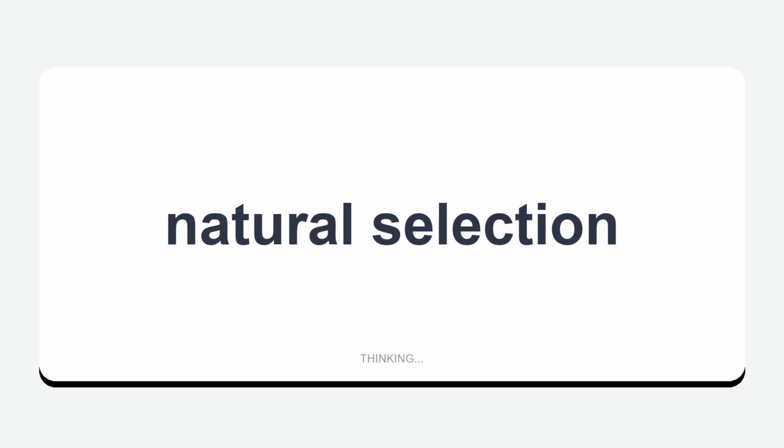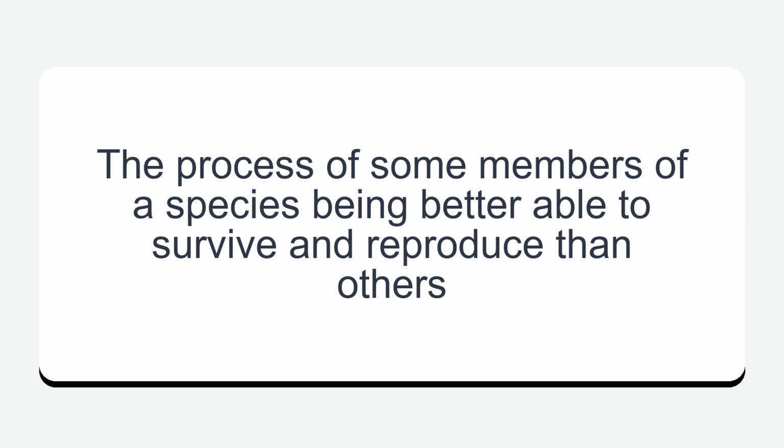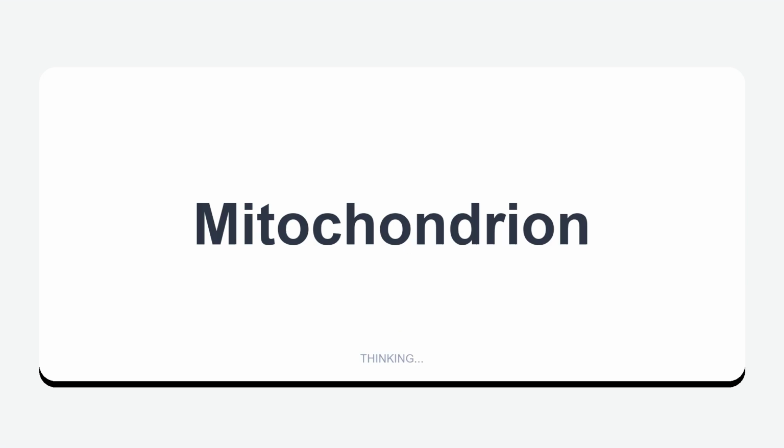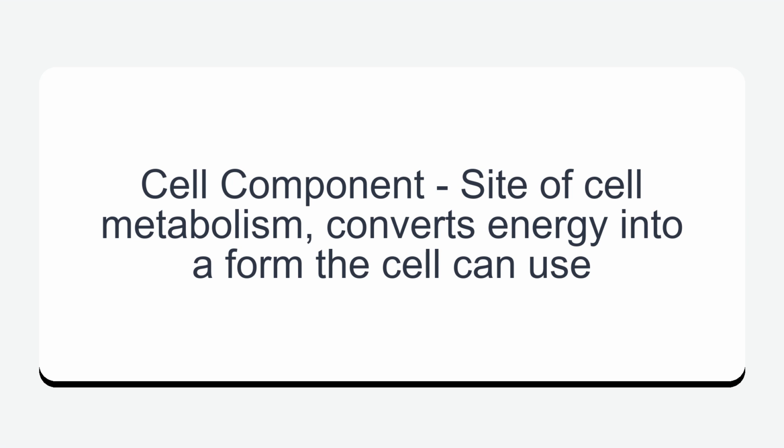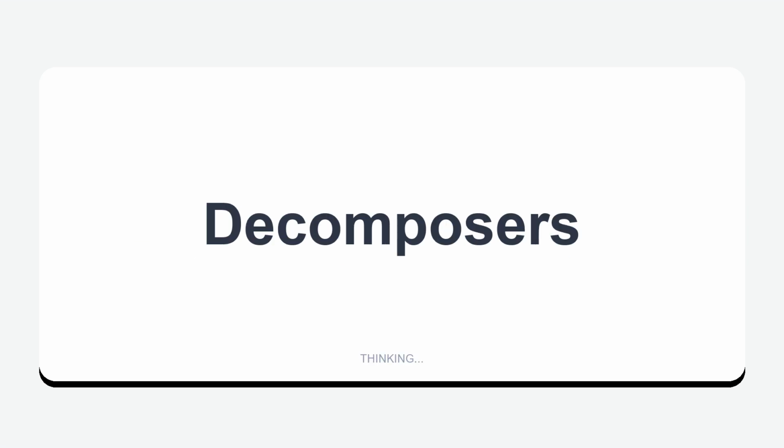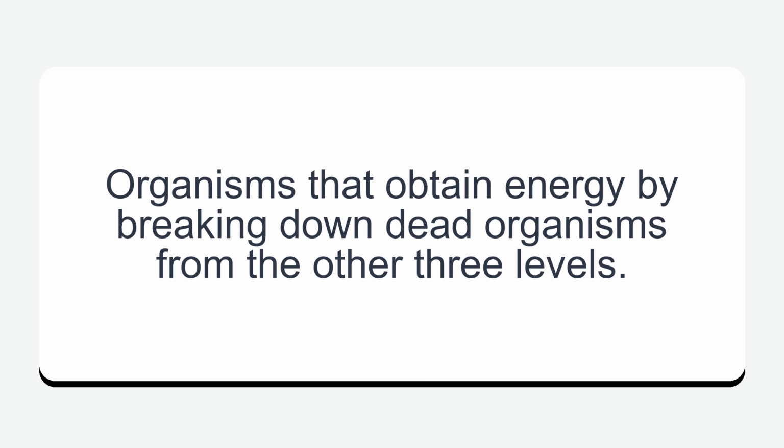Natural selection. The process of some members of a species being better able to survive and reproduce than others. Mitochondrion. Cell component, site of cell metabolism, converts energy into a form the cell can use. Decomposers. Organisms that obtain energy by breaking down dead organisms from the other three levels.